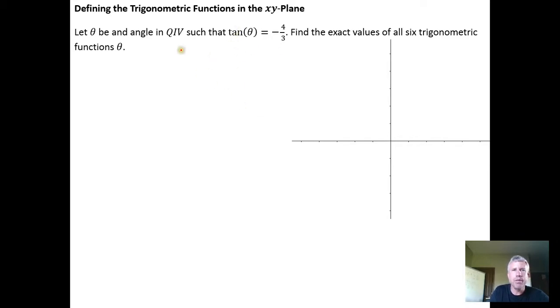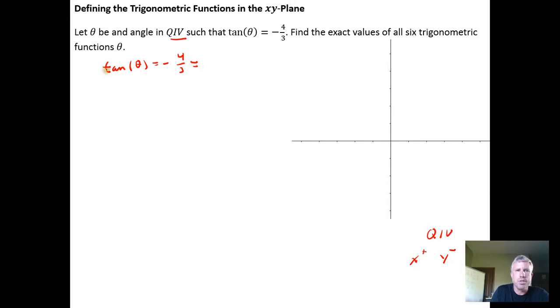So here we're given that we're in quadrant 4, so we're told that we're over here in quadrant 4, quadrant 1, 2, 3, 4. Here I'm in quadrant 4. In quadrant 4, what do I know? I know the x-coordinates are positive. I know the y-coordinates are negative because we're below the x-axis. And then we're told that the tangent of theta is equal to negative 4/3.